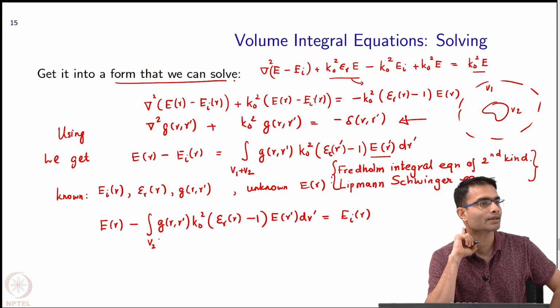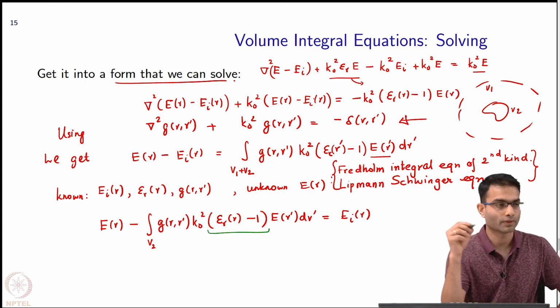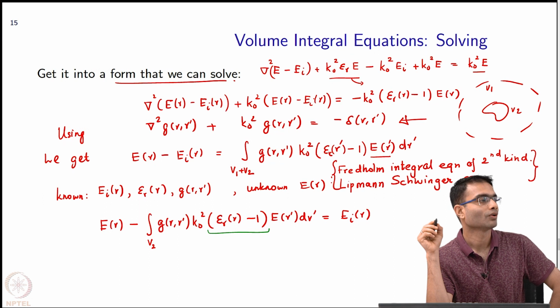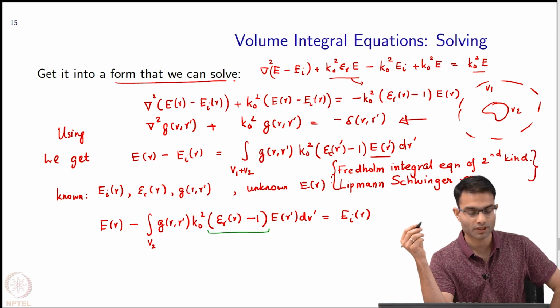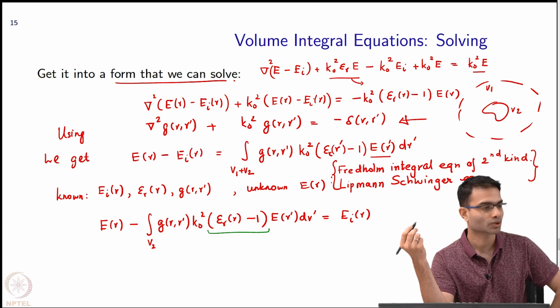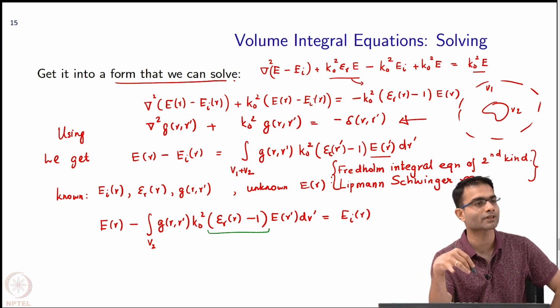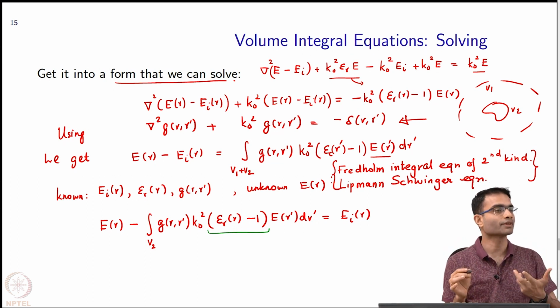Look at the integrand, is the integrand non-zero everywhere? Look at this term. This term is non-zero where? Only inside V2. Outside V2 in the region V1, it is vacuum. So, what is the relative permittivity of vacuum? 1. So, this integral over here, our life has become simple because automatically it is restricted only to the region of interest V2.